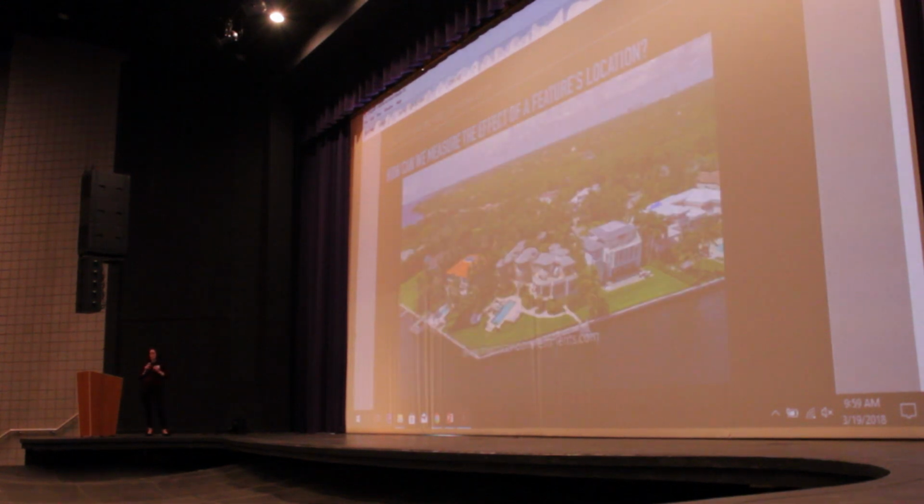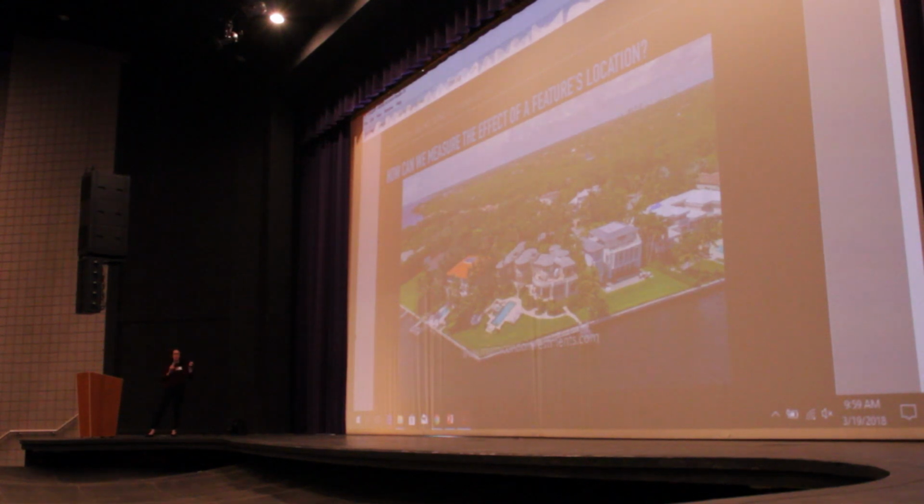But we know that when we're dealing with space and spatial location, the location itself also has an influence on the way that something is perceived or something is measured. So in this example, we know that homes on the beach are not just the cost of the materials and the land, the location factors in also to that cost.